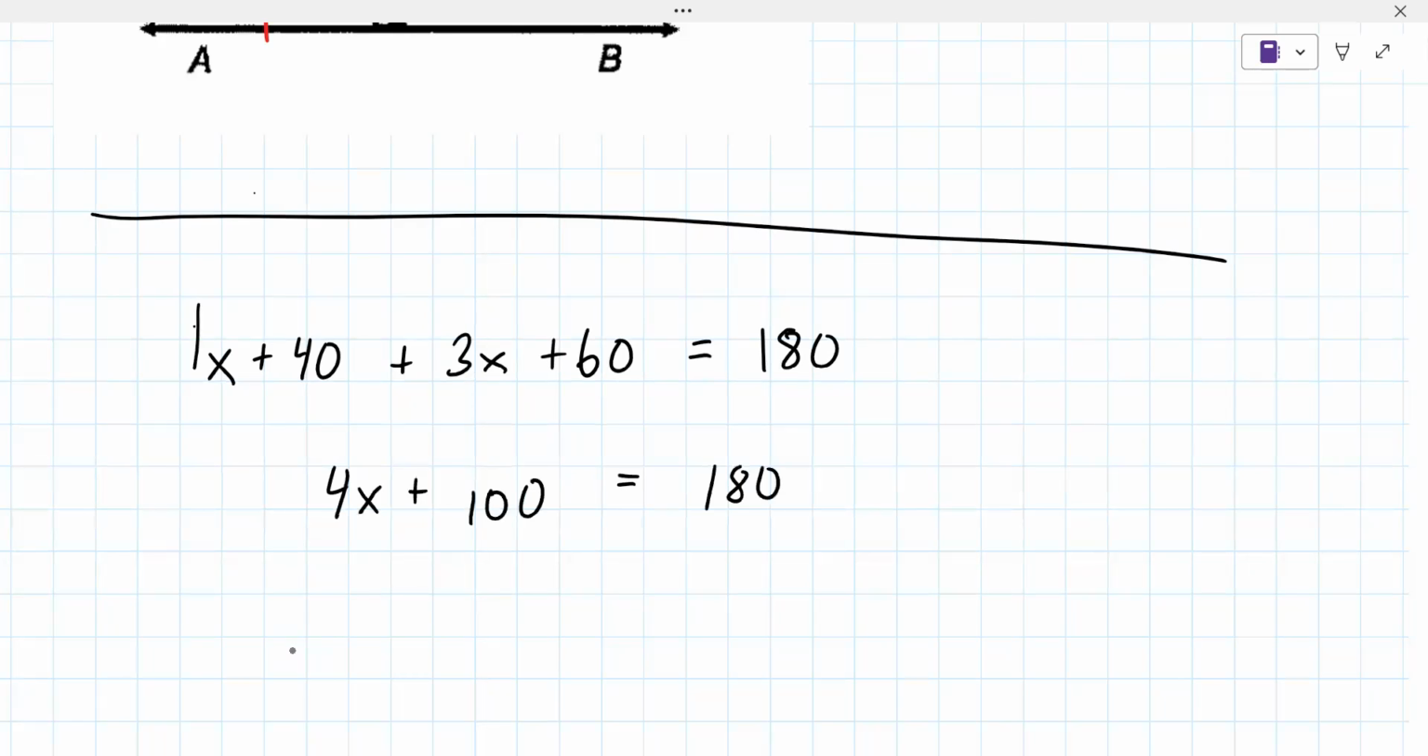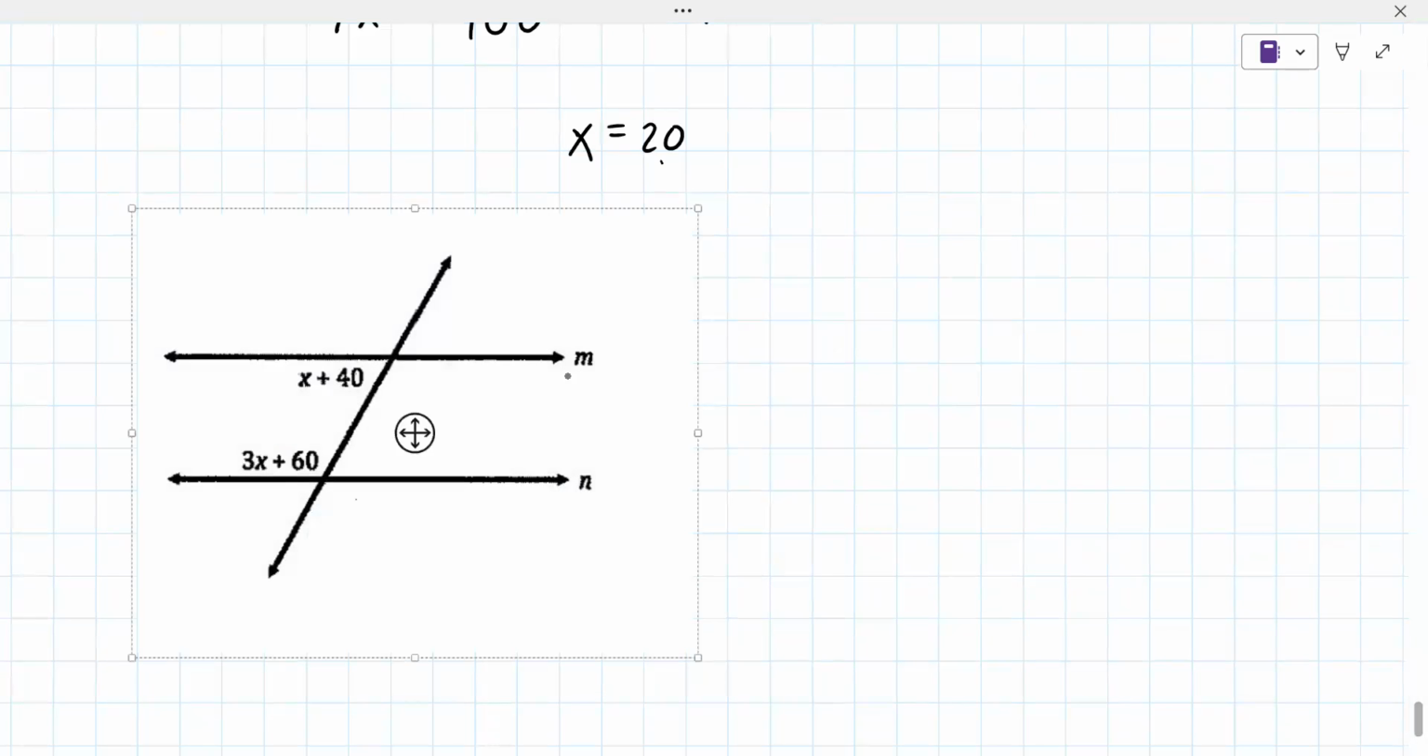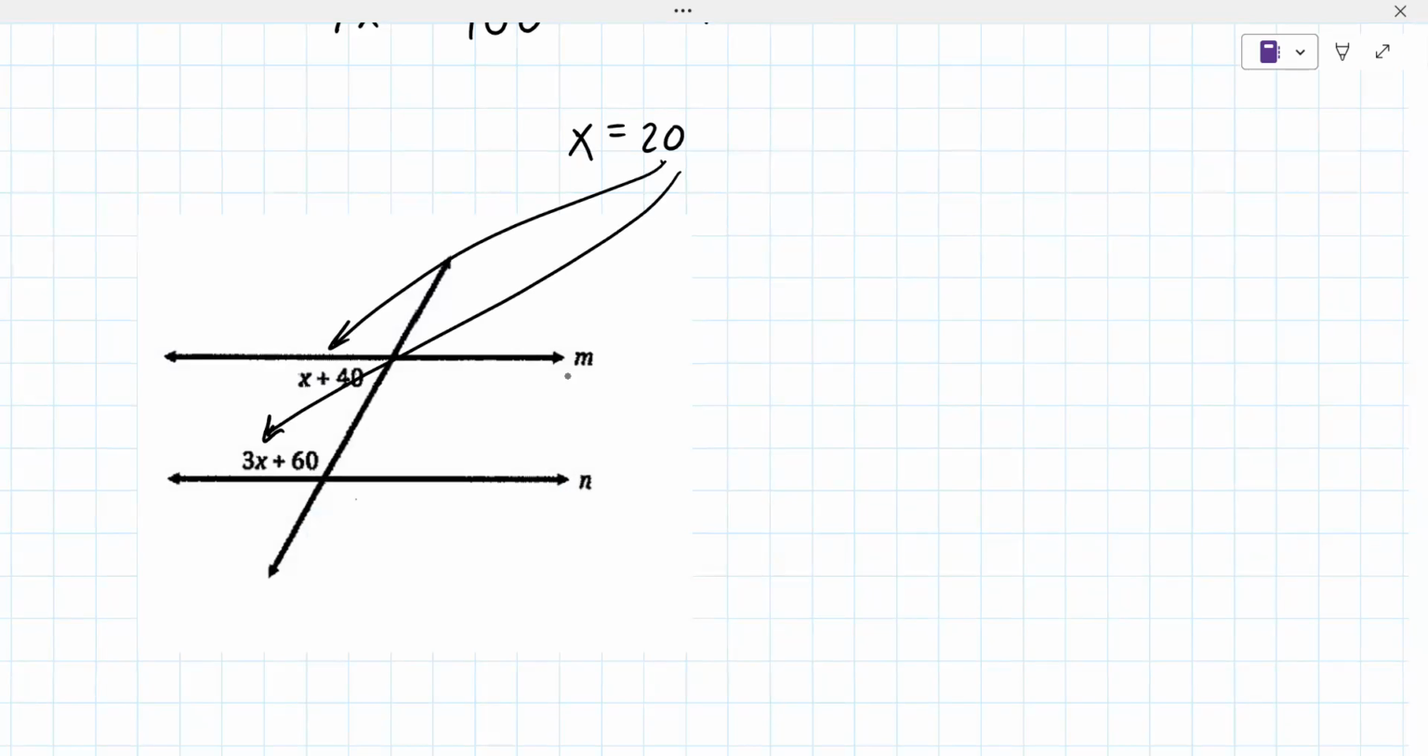Okay, so go ahead and try solving it from here, please. 20. Okay, X is 20 now. Let me go ahead and give you the picture. Because typically they will want you to not just find X, they will want you to use that in the picture. So could you put 20 in for each of these and let me know what you come up with?